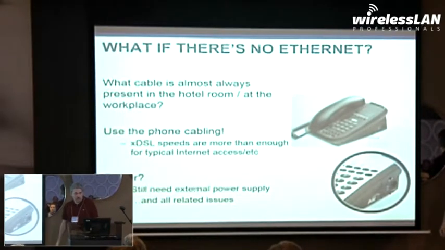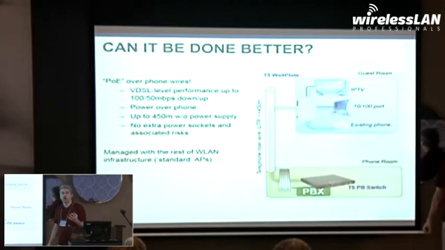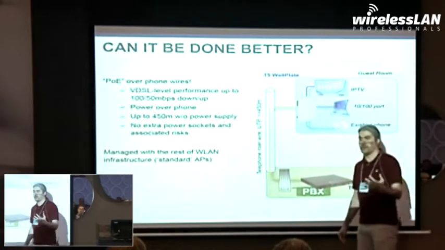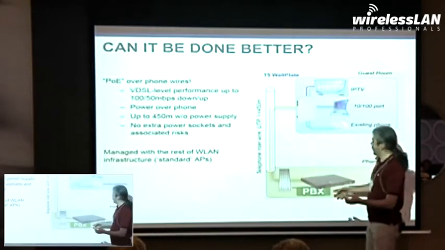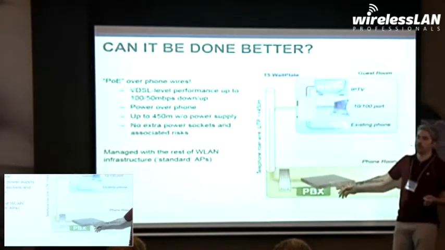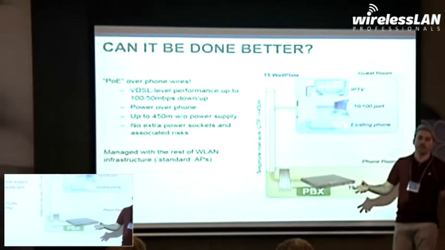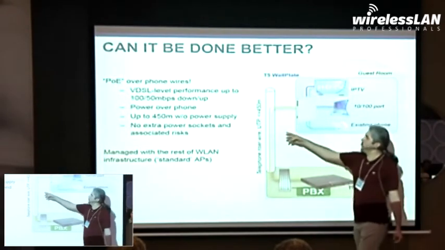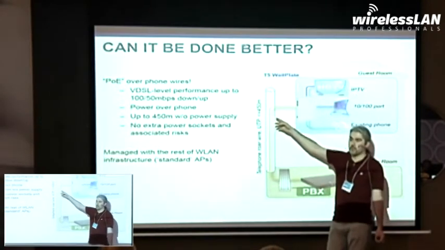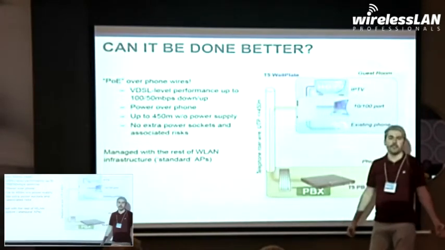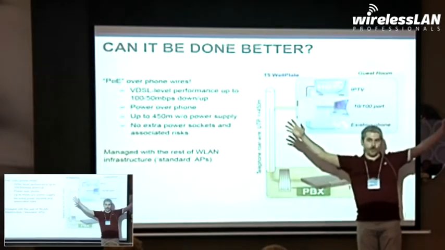So, what would be the good solution for it? Get rid of the power supply. We have PoE. Why not have PoE over the phone line? And these solutions exist as well, right? Basically what you get is a big DSLAM which also does something like power over DSL. And the distance can be up to 450 meters without an external power supply, which is enough in most cases for your typical hotels, unless you're in Vegas and those hotels are real huge, right?